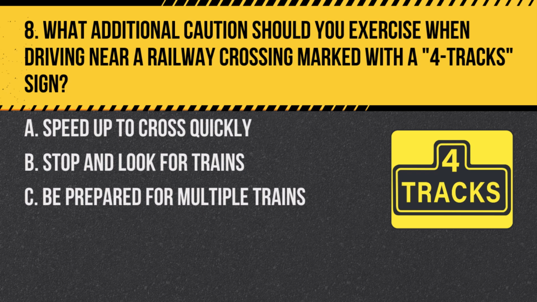Question 8. What additional caution should you exercise when driving near a railway crossing marked with a 4-track sign? A. Speed up to cross quickly. B. Stop and look for trains. C. Be prepared for multiple trains. Answer. C. Be prepared for multiple trains. A 4-track sign indicates that there may be more than one track, so be extra cautious.